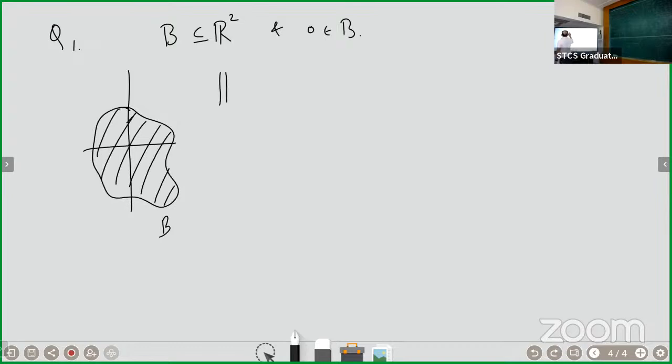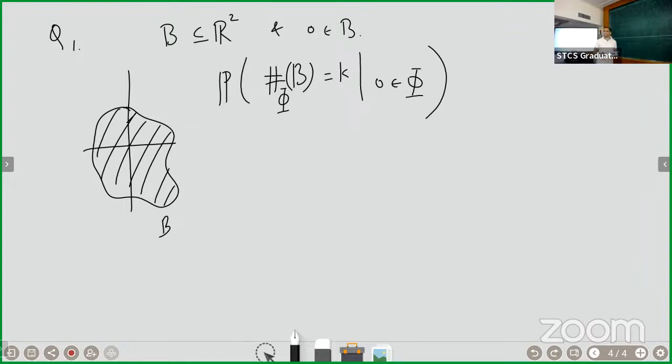Now, what is the probability that the number of points in B is equal to k, given that there is a point at the origin? How should I use the theorem? The question clear? Unconditioned, I know already what it is. What is it under conditioning?